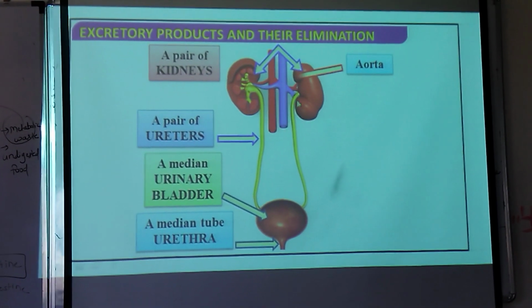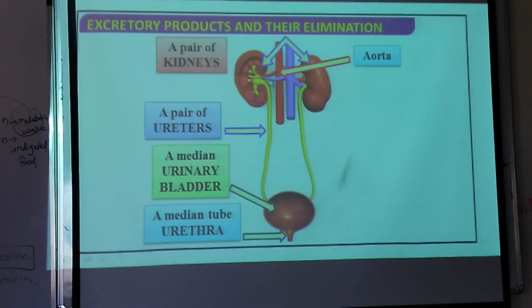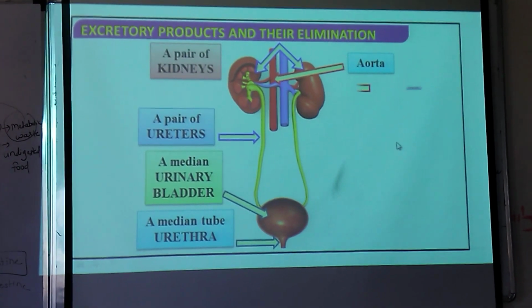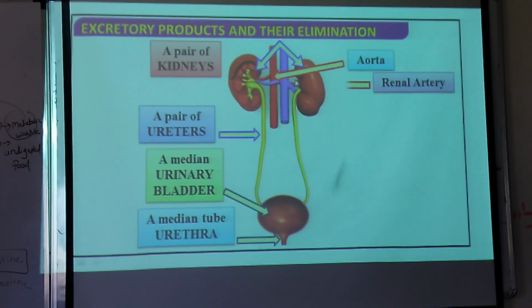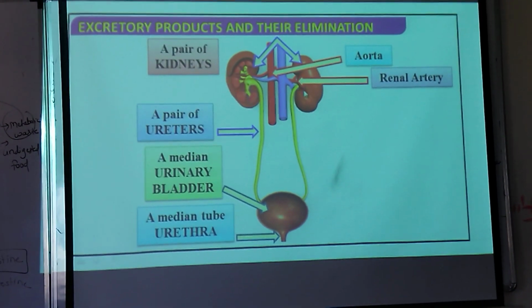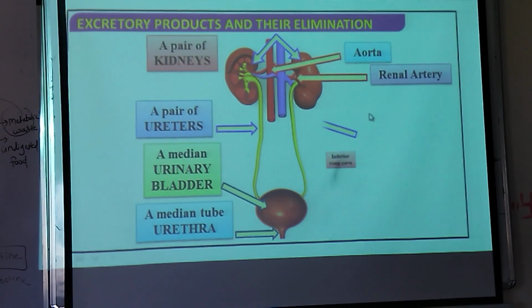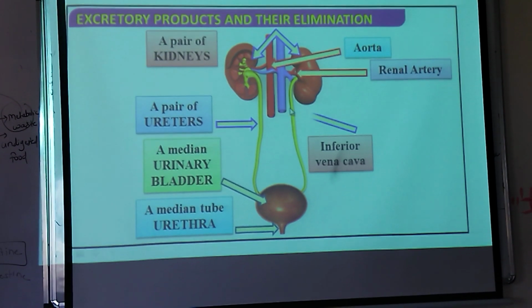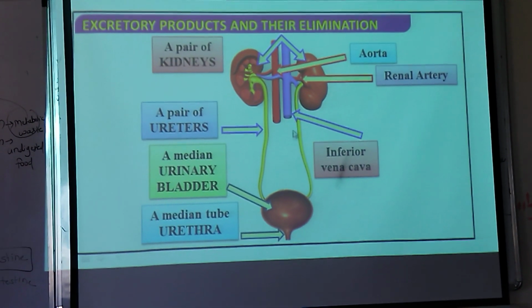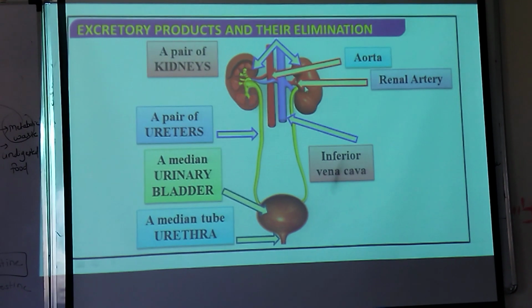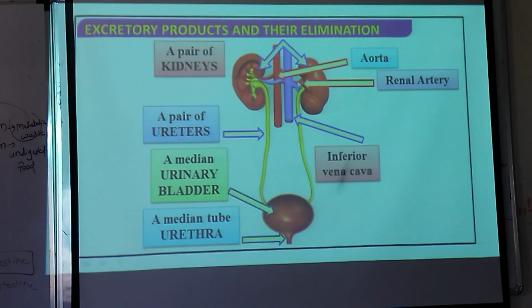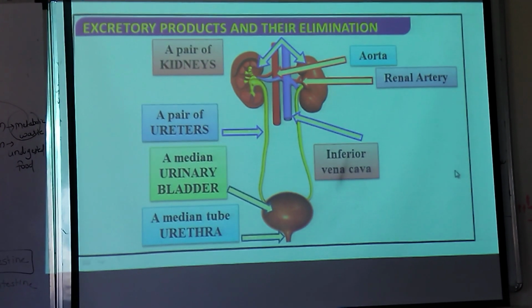Yes. This is the aorta, which carries the blood towards the kidney for the purification. This is the renal artery, which carries the blood from your liver to the kidney. And this is the inferior vena cava, which will drain the blood. That is also called the renal vein, which carries the purified blood from the kidney towards your heart.